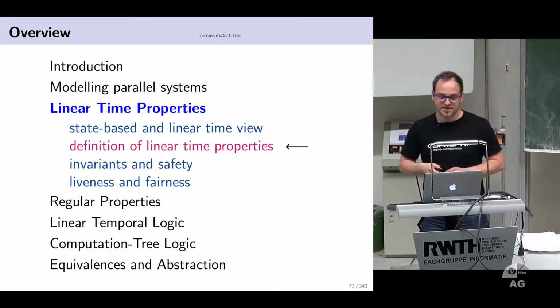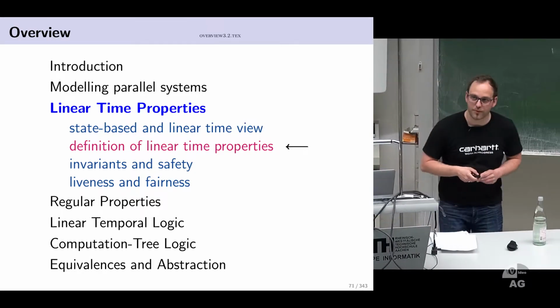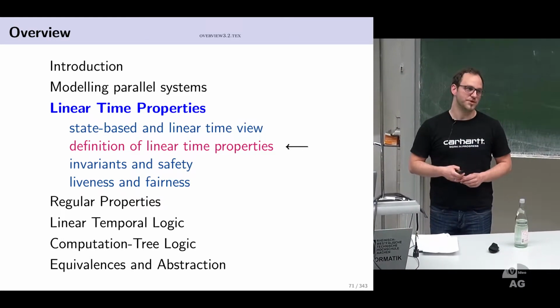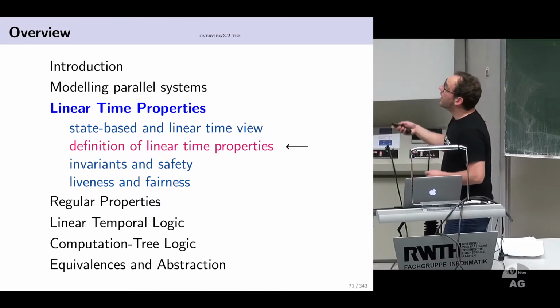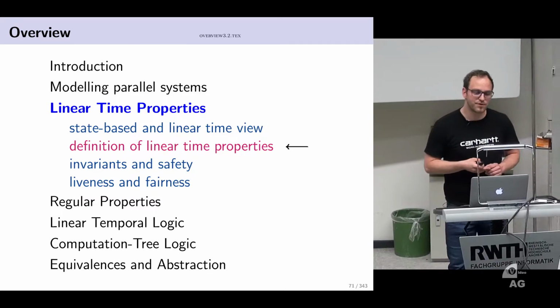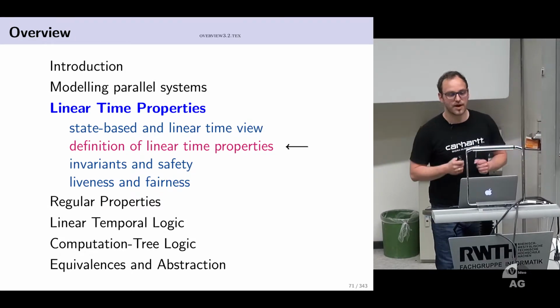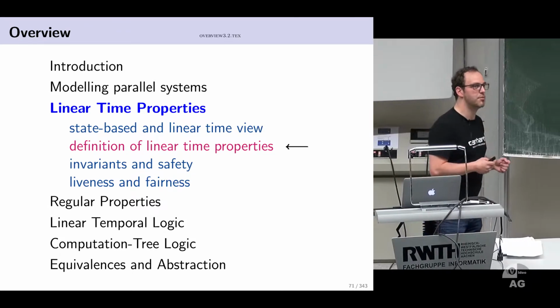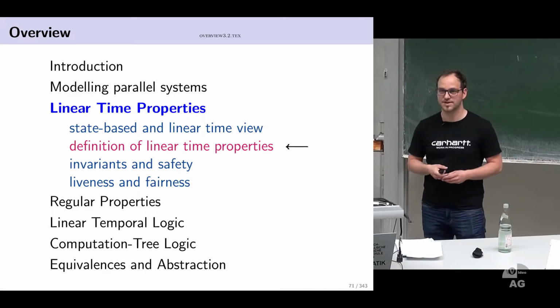Okay, now we've discussed what is called the state-based linear time view, but we still don't know what a linear time property is. And this is the next thing we're going to do. We're going to define it, and then the rest of the lecture, and actually also the full next lecture, is dedicated to categorizing linear time properties into important subsets of linear time properties.